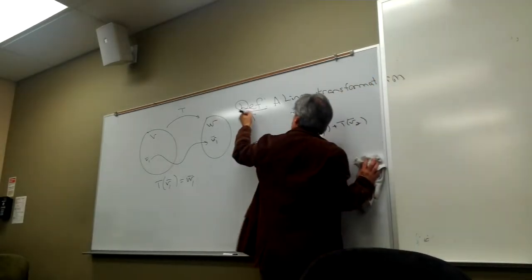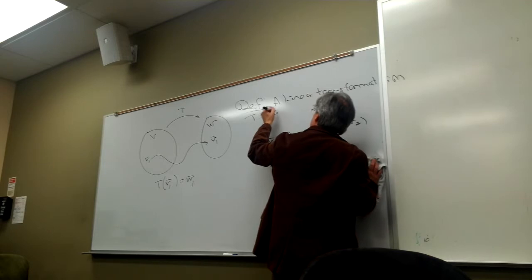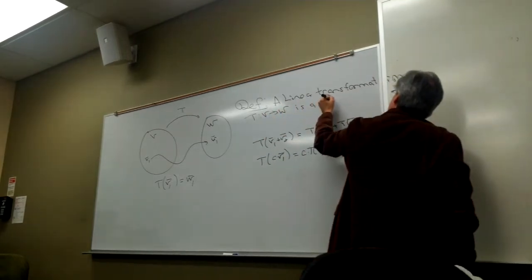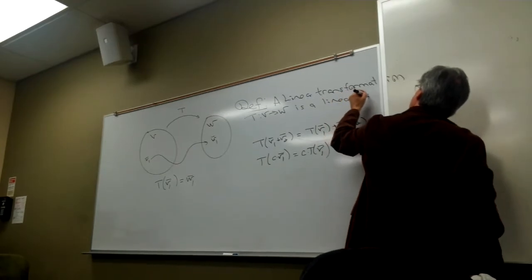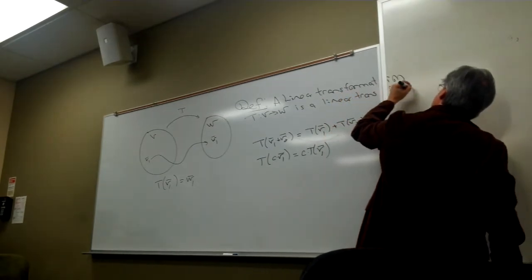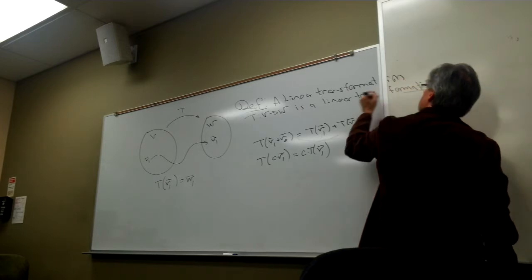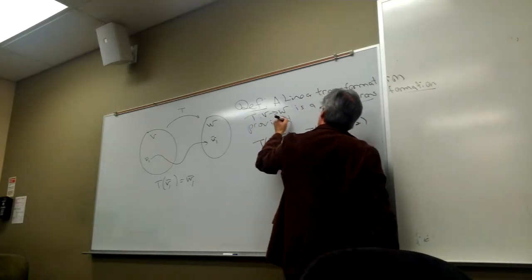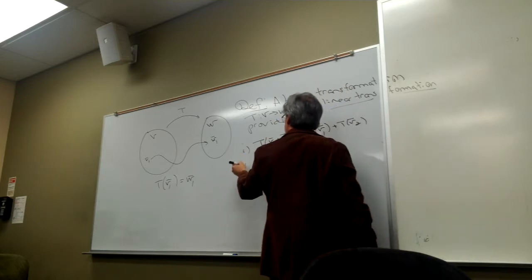I'll label it T. A mapping from vector space V to vector space W is a linear transformation, provided both these conditions are met.